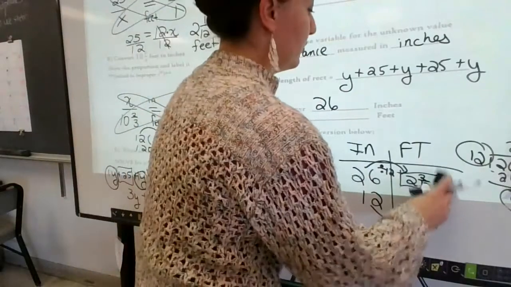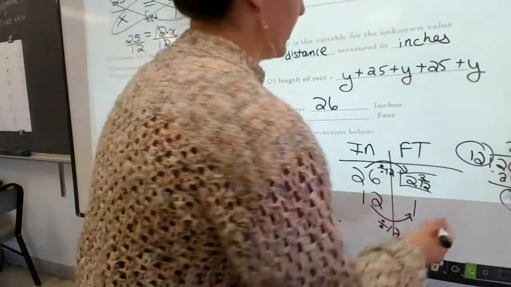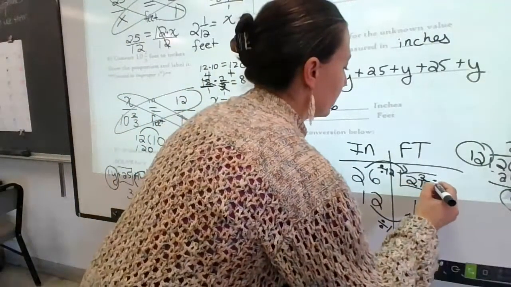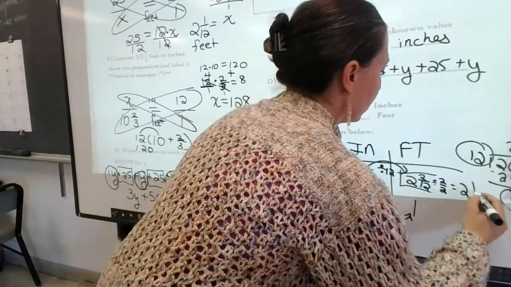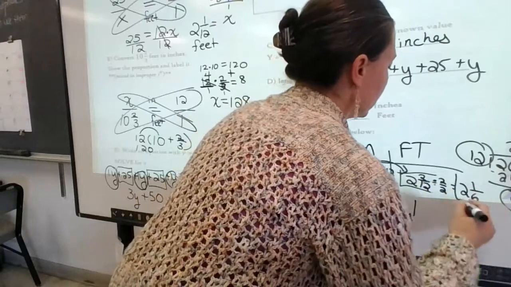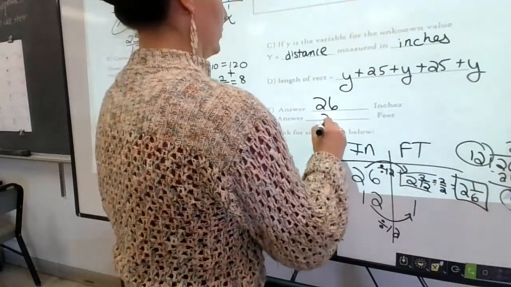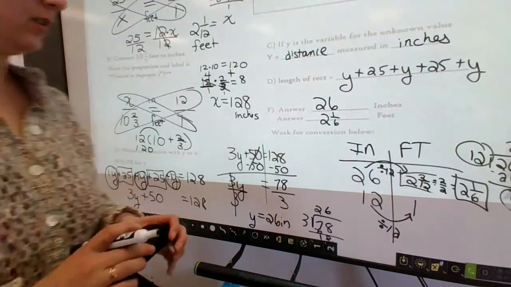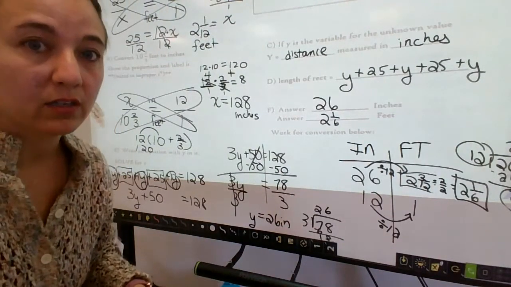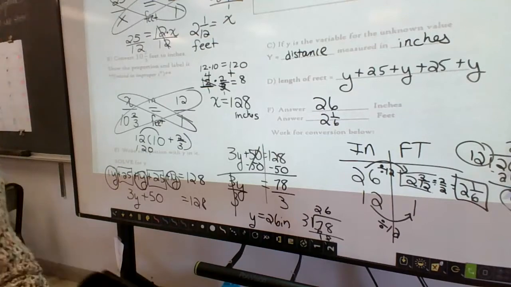Okay, some more old school stuff. 2 and 12 have a common factor of 2, so I can reduce that to 2 and 1/6. So 2 and 1/6 is my final answer for feet. Okie dokie, thanks for the trip down memory lane.